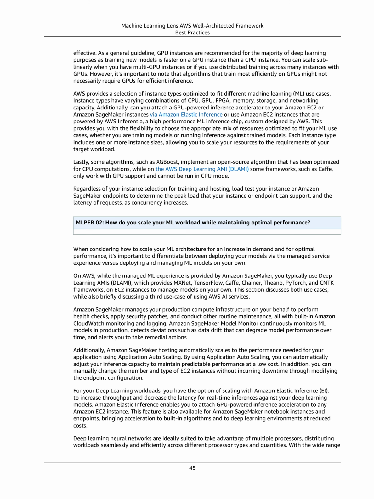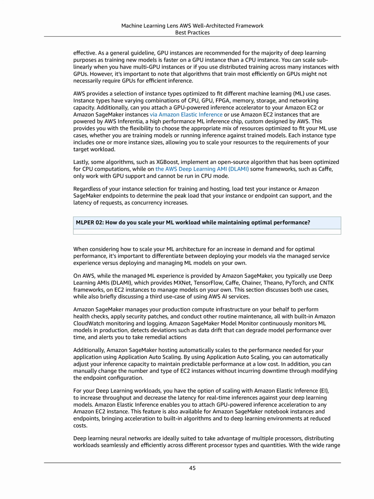Instance types have varying combinations of CPU, GPU, FPGA, memory, storage, and networking capacity. Additionally, you can attach a GPU-powered inference accelerator to your Amazon EC2 or Amazon SageMaker instances via Amazon Elastic Inference, or use Amazon EC2 instances that are powered by AWS Inferentia, a high-performance ML inference chip, custom designed by AWS. This provides you with the flexibility to choose the appropriate mix of resources optimized to fit your ML use cases, whether you are training models or running inference against trained models.